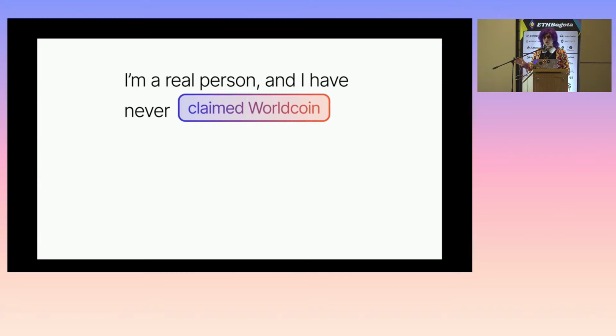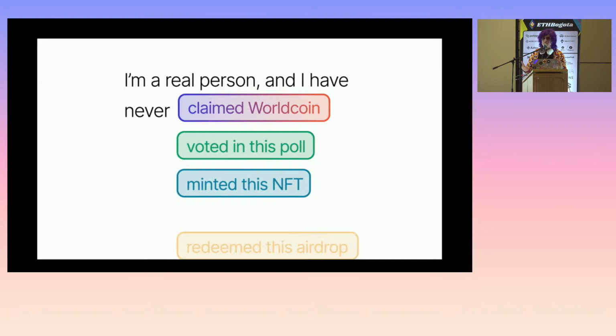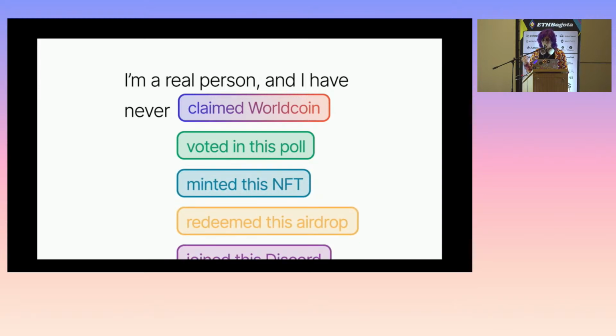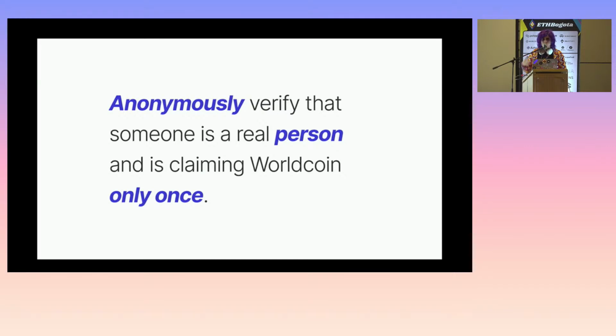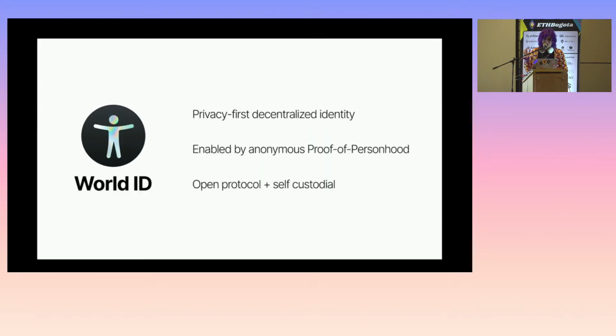At the start, that something was mostly claiming Worldcoin, but as more developers came to us and said, we want to reuse this technology on our own apps, we started thinking maybe we can expand this so it can be added to everything: governance, NFTs, airdrops, even Web2 actions like joining a Discord channel, which would help a lot with spam. And so we created WalletID, a protocol that lets you fully anonymously verify that someone is a real human being and that has never done an action before, like claiming Worldcoin.